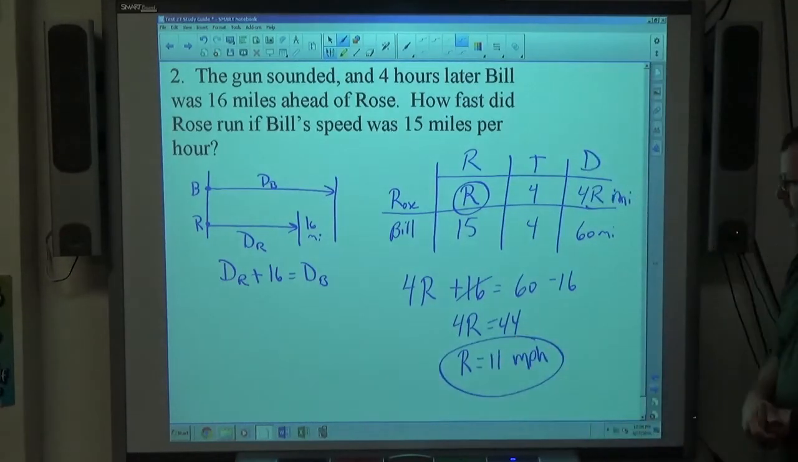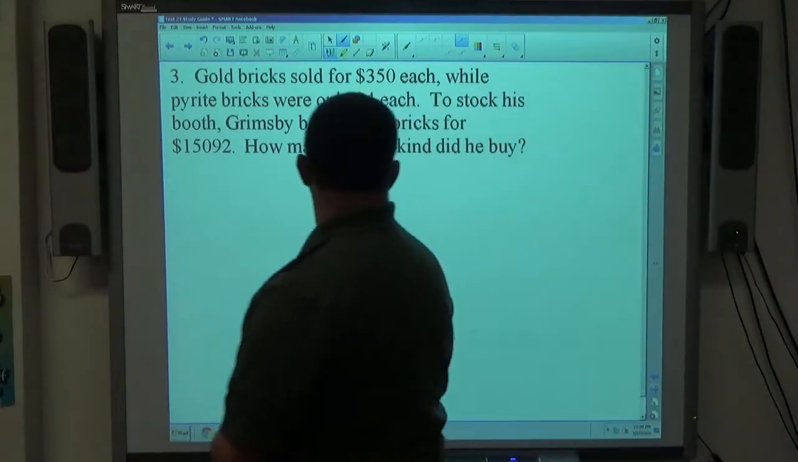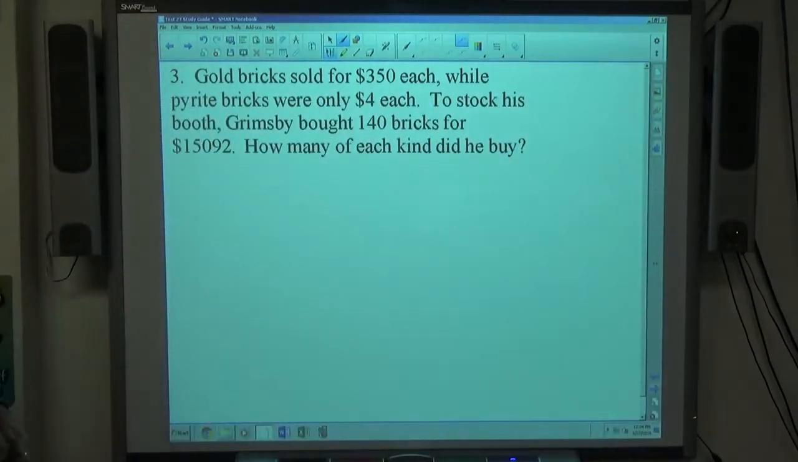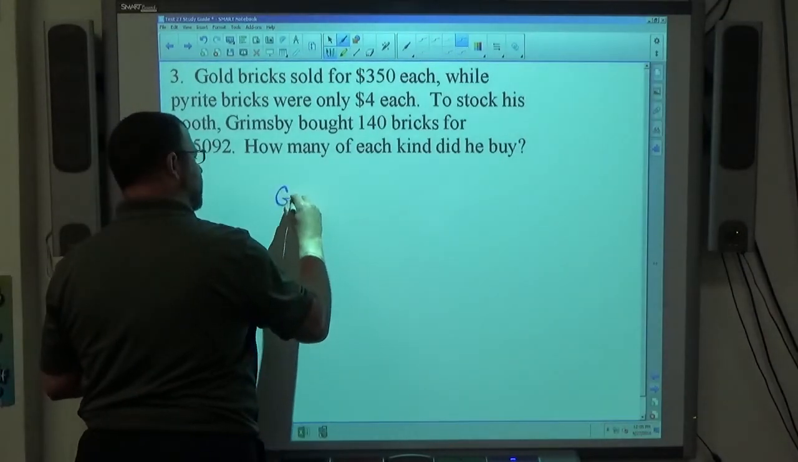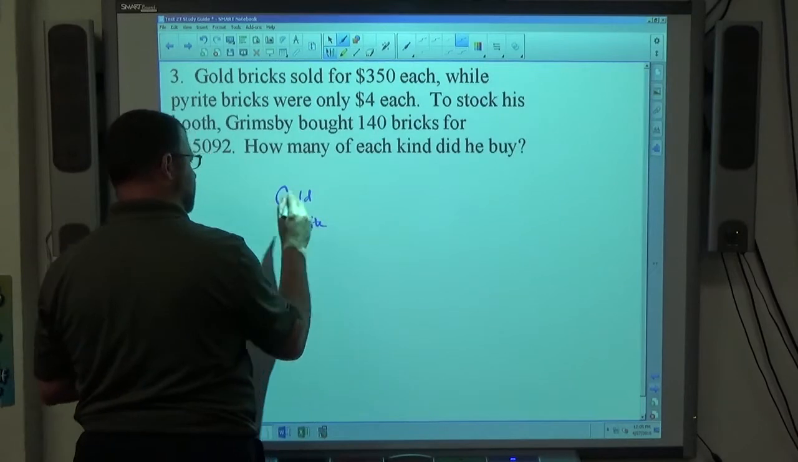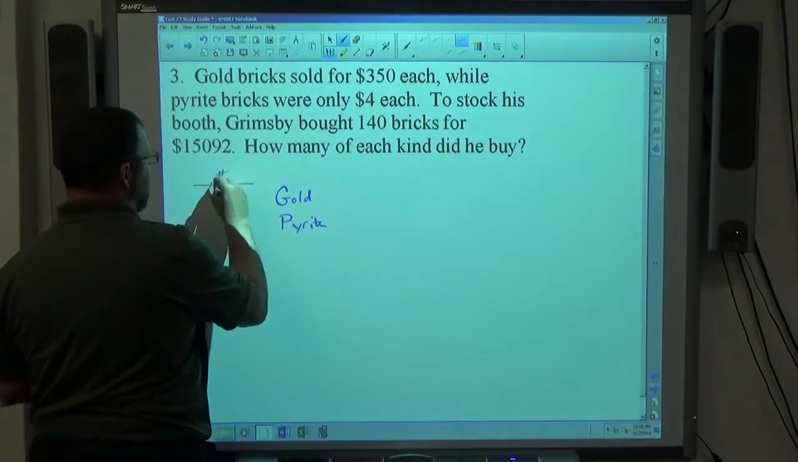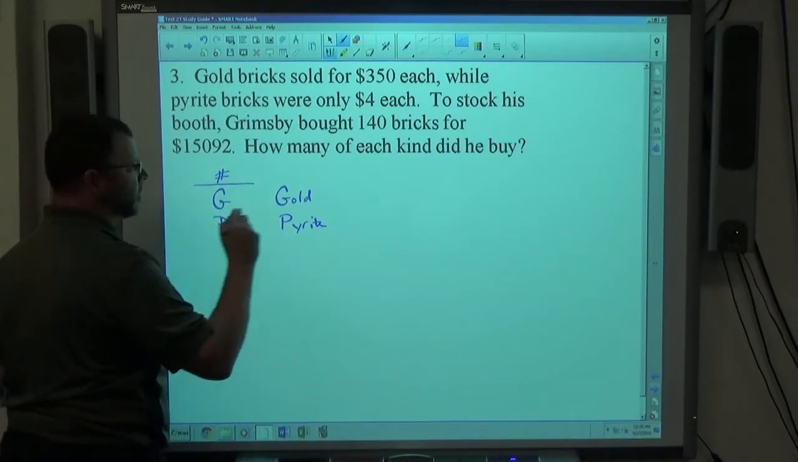So there's our answer. Number 3, gold bricks sold for $350 each, while pyrite bricks were only $4 each. To stock his booth, Grimsby bought 140 bricks for $15,092. So I'm going to say we have gold and pyrite. As far as number of bricks, we're going to say he has G gold bricks and P pyrite bricks.